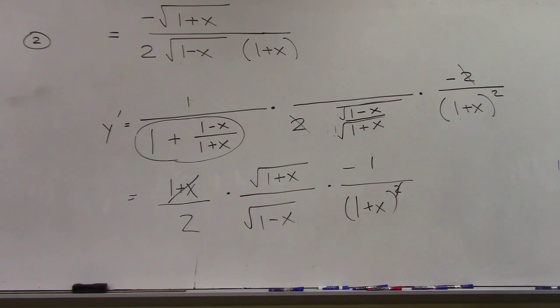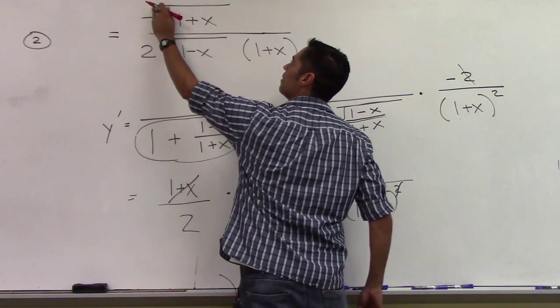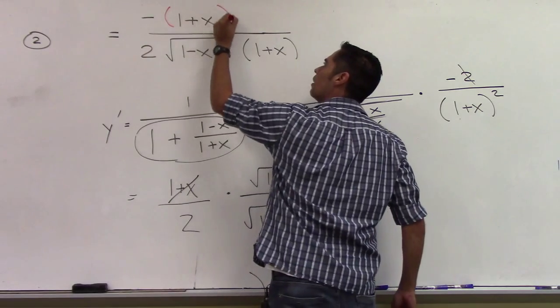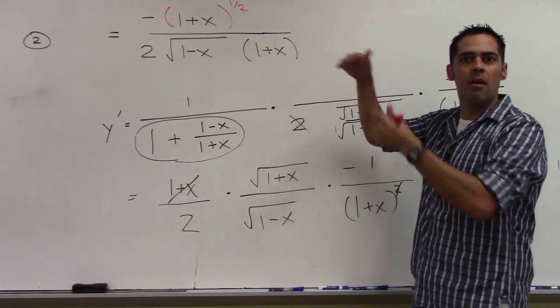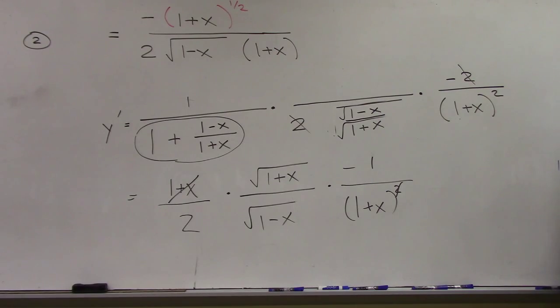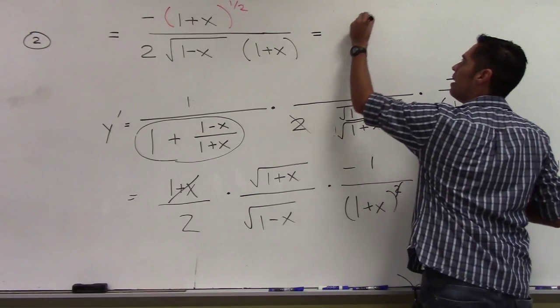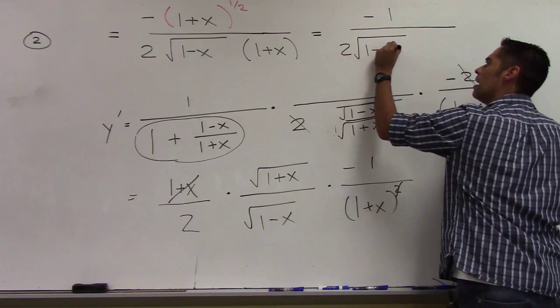Is there anything else I can do? It'll go a little bit further. Yeah, this right here and this right here, if you look at this square root as really being raised to what power? 1/2. Then this is like x to the 1/2 over x to the first power, and you could subtract, 1/2 minus 1, and you could simplify that. So when I simplify that, I get a negative 1 on top. The 2's still out there. 1 minus x is there.